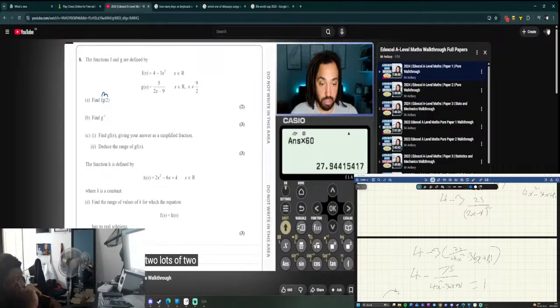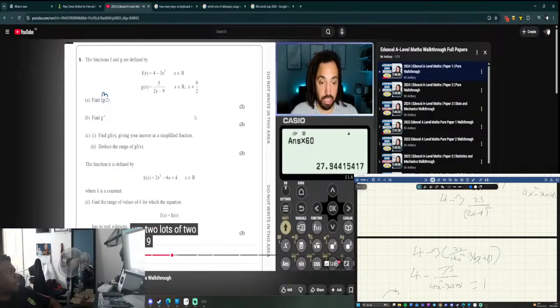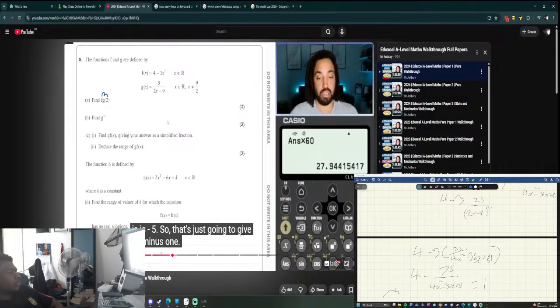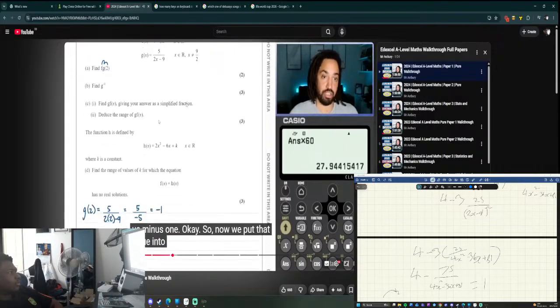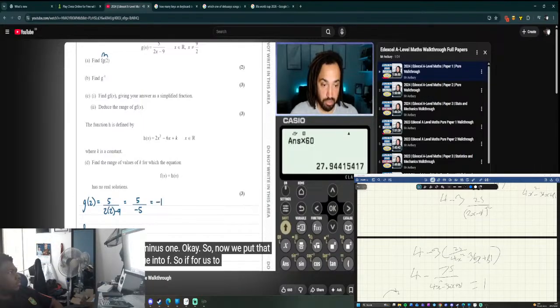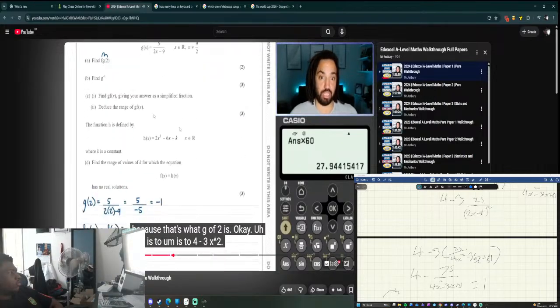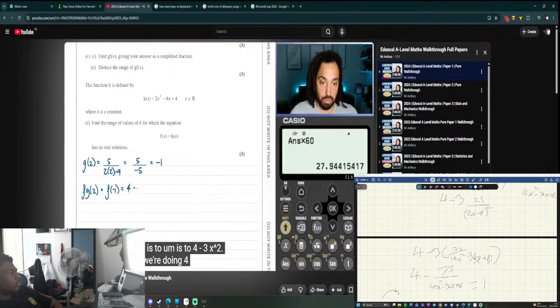Two lots of 2 minus 9, which is the same as 5 over 4 minus 9, is minus 5, so that's just going to give us minus 1. Okay, so now we put that value into f. So to find f of g of 2, we just put minus 1 into f, because that's what g of 2 is. Okay, so f is 4 minus 3x squared. So we're doing 4 minus 3.